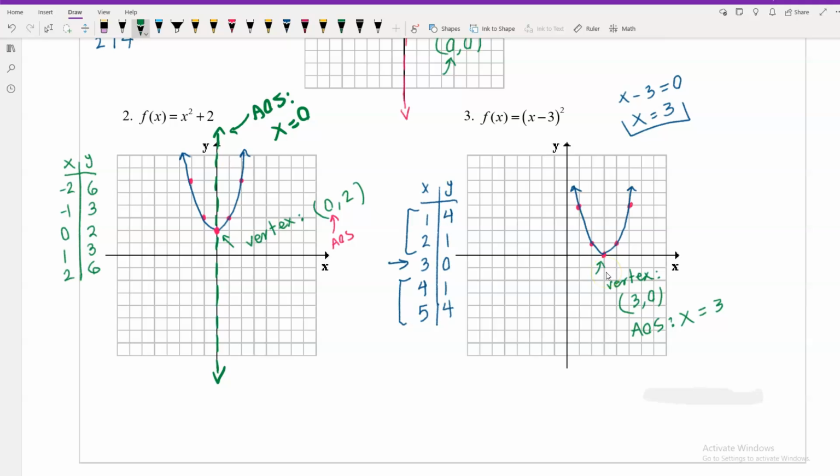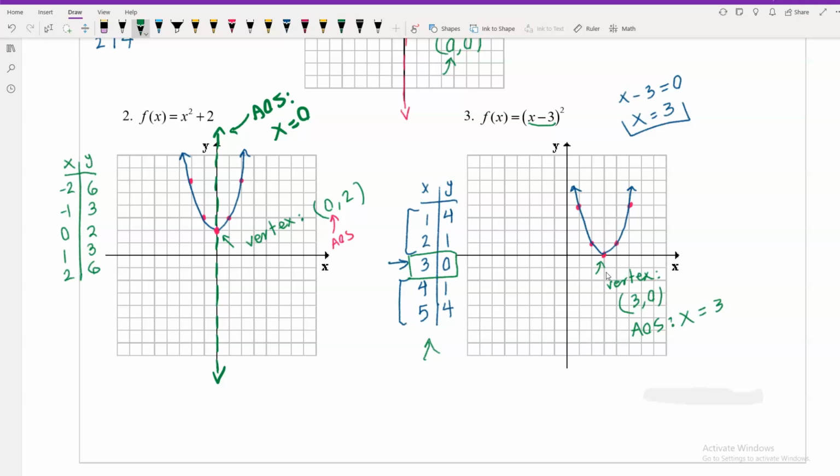And then connect all these 5 points based on what we had here. Vertex is (3, 0), and the axis of symmetry is what we have here for x, and that is 3. So this is the vertex. That is the vertex.